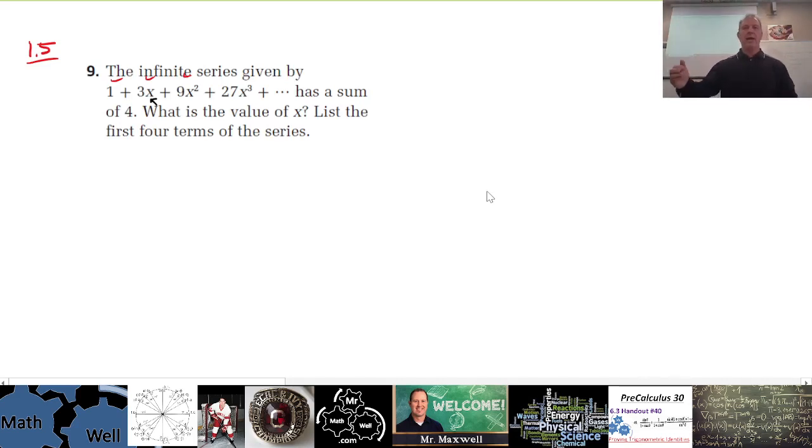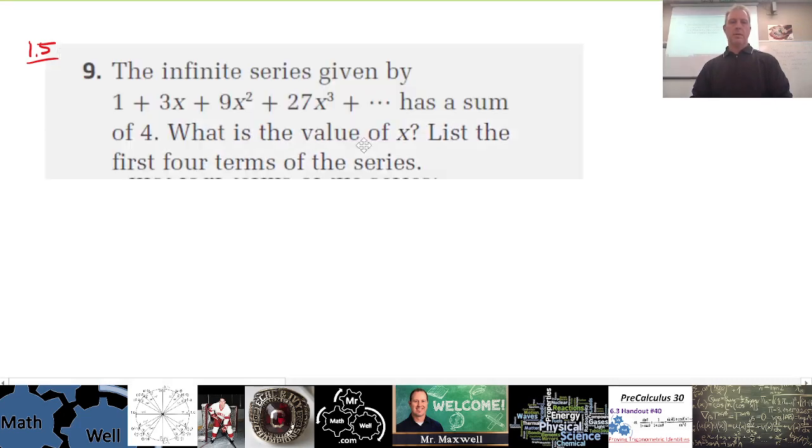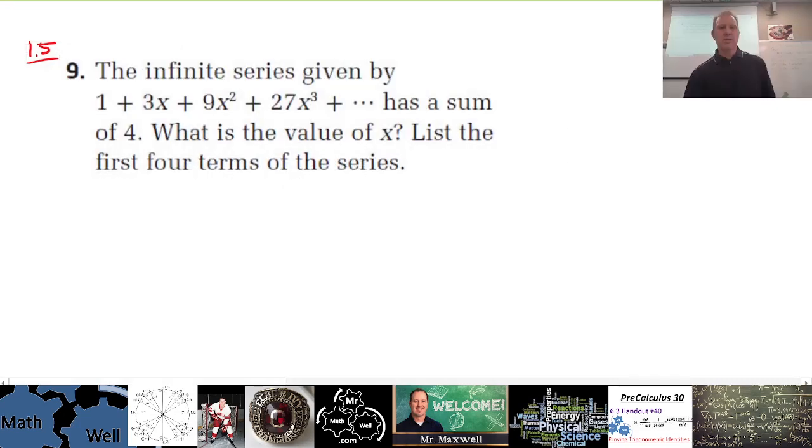All right, so number 9 looks like this. It says the infinite series is given by this expression right here. I'll make it bigger: 1 plus 3x plus 9x squared plus 27x cubed and so on. It has a sum of 4. What is the value of x? List the 4 terms of the series.